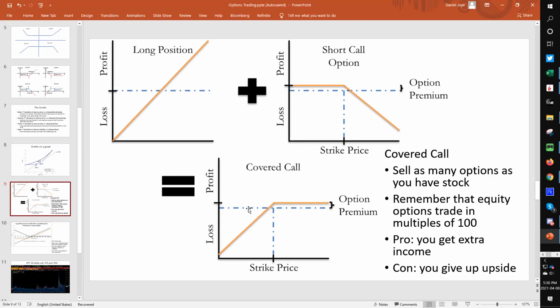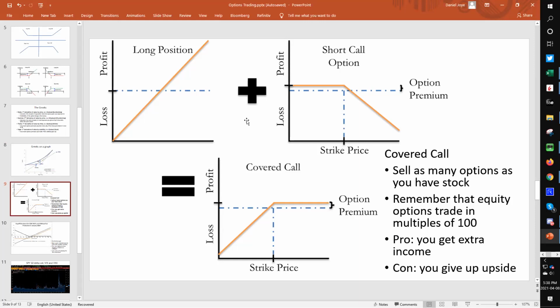Okay. So covered call means sell as many options as you have stock. So if I have 100 shares of SPY, which we've been taking as an example, I'm selling one option contract, because one option contract is worth 100 shares per option contract. Okay, does that make sense?